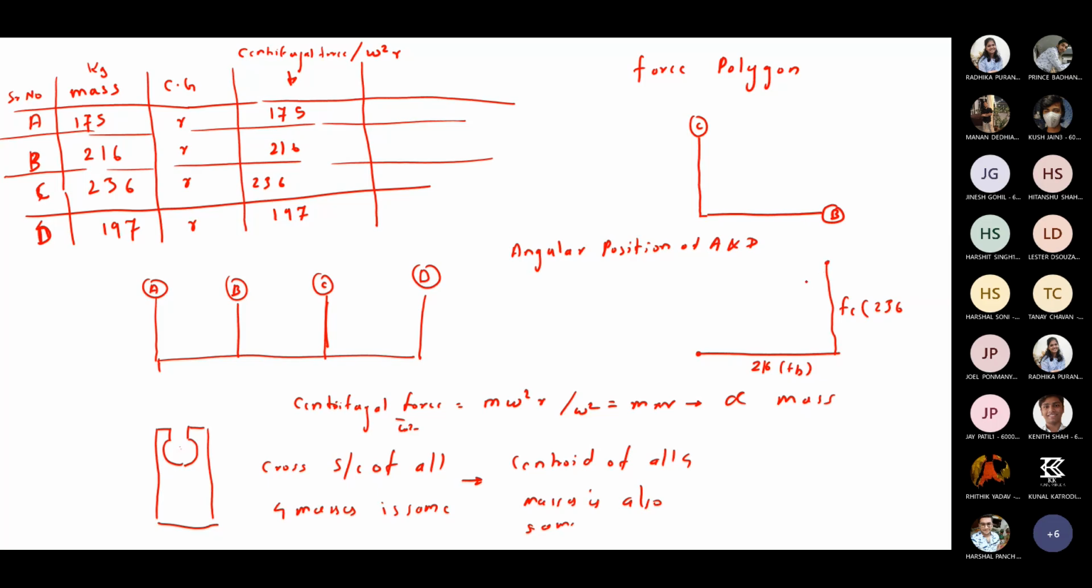Now using these 2 points, cut an arc for FD proportional to this 197, and also cut an arc from the starting point proportional to FA, that is 175. So this will be 197, that is FD, and this will be 175, it is FA. So using this, you can get the angular position of A, B, C, and D. So this will be D.